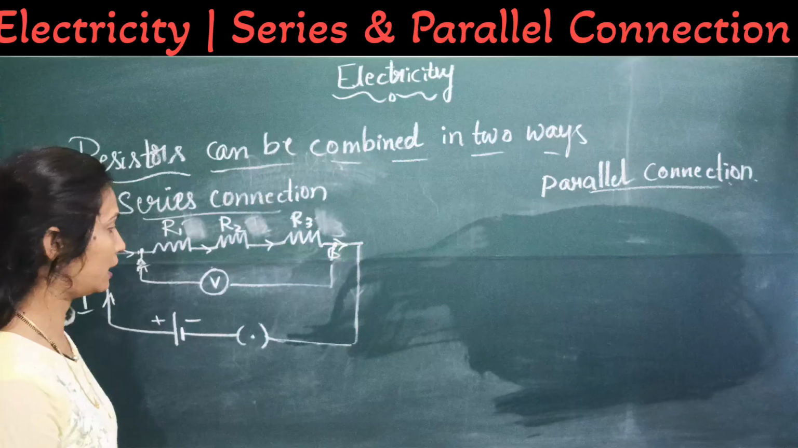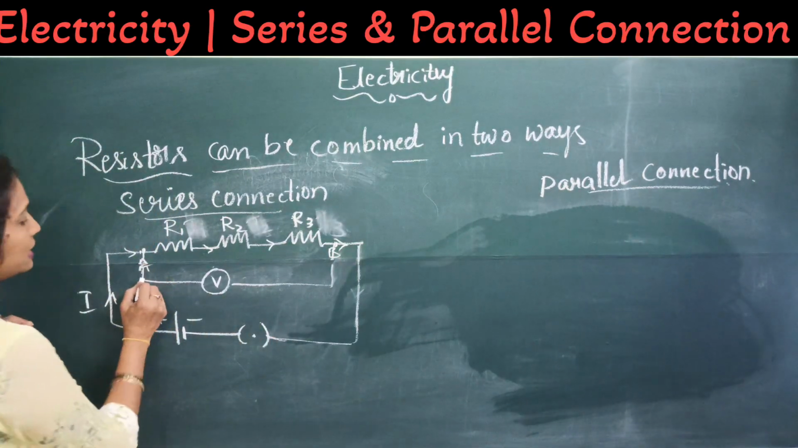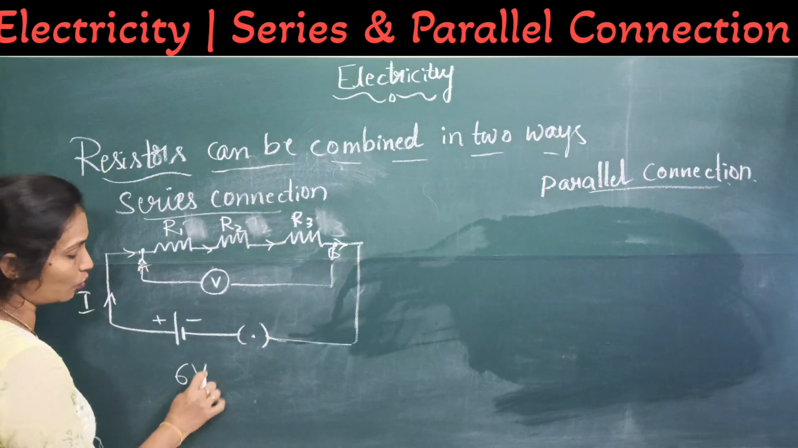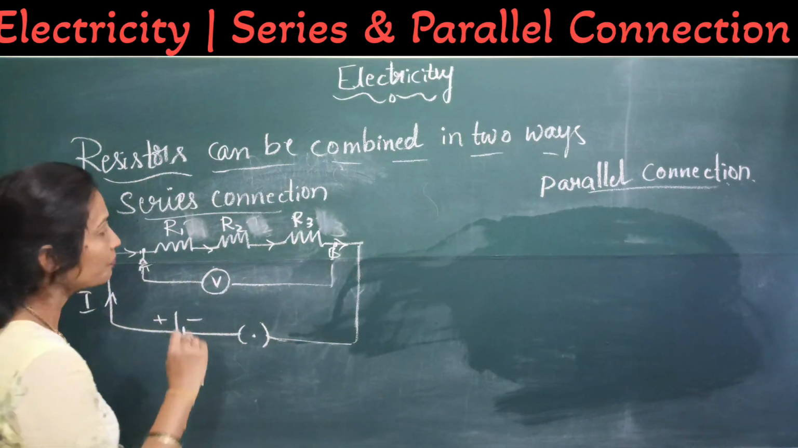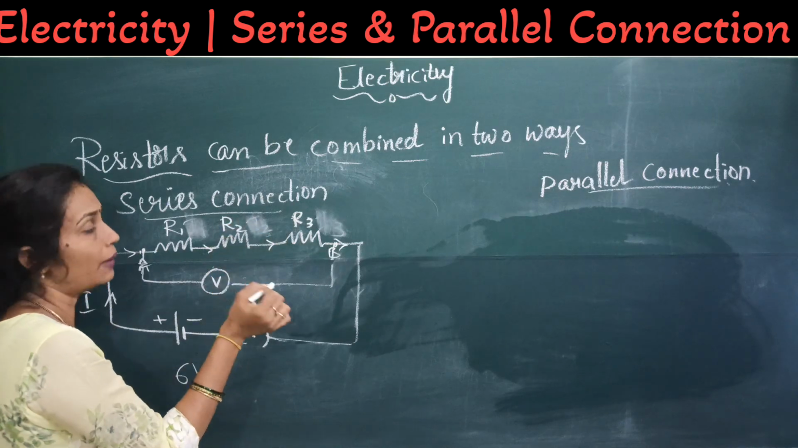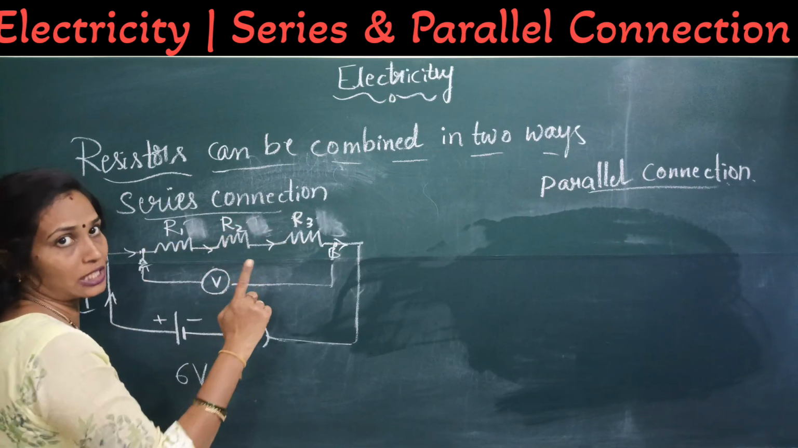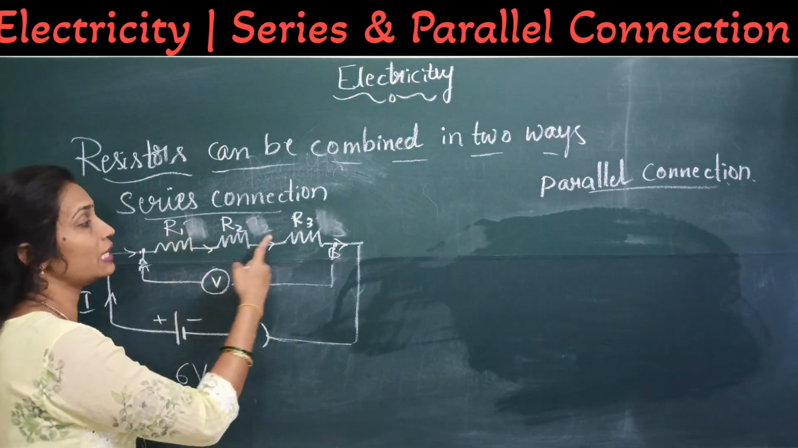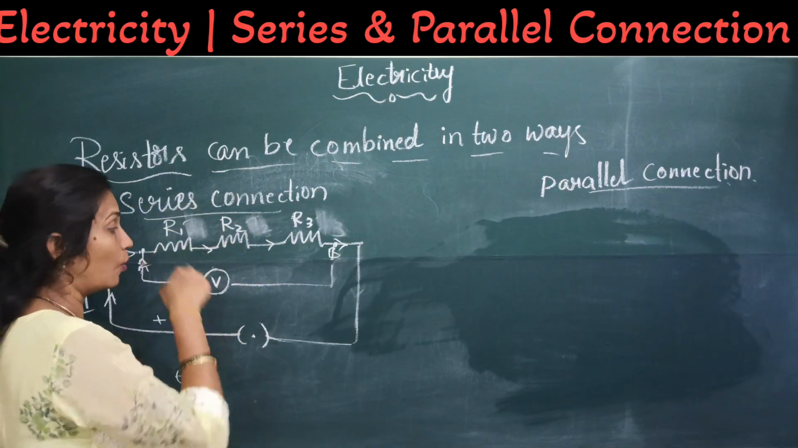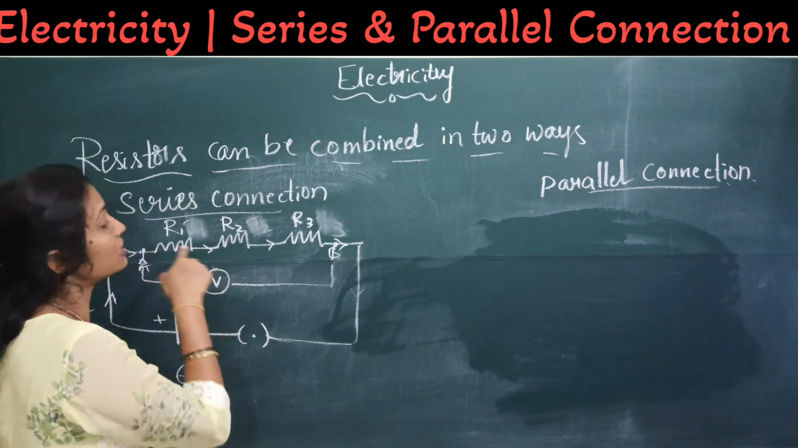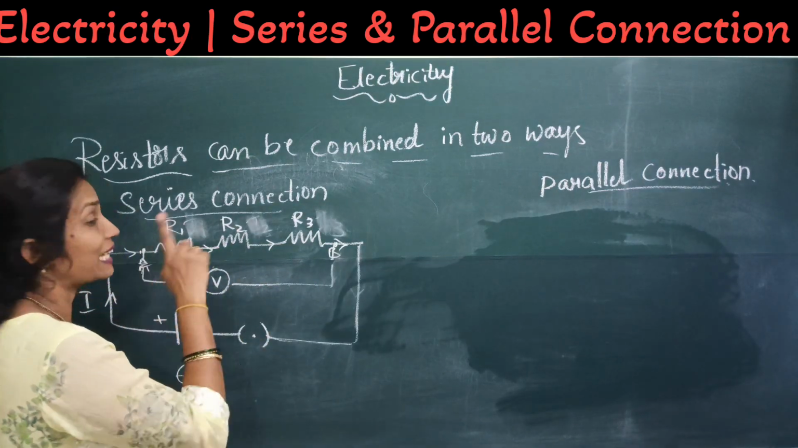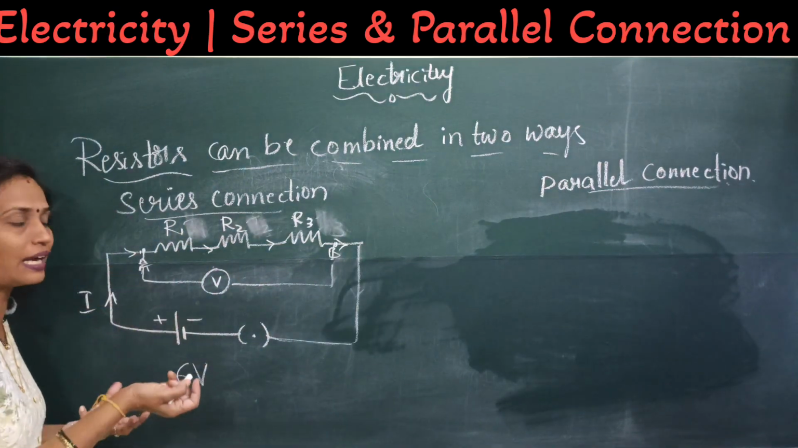Let me write down one thing. The resistances are connected in series. Here, if a 6 volt battery is there, then it is going to be distributed to every resistance. I told you, this is a very important point: in series connection, the voltage is distributed, guys. That is, the potential difference is distributed to each resistance. But what about the current, guys?